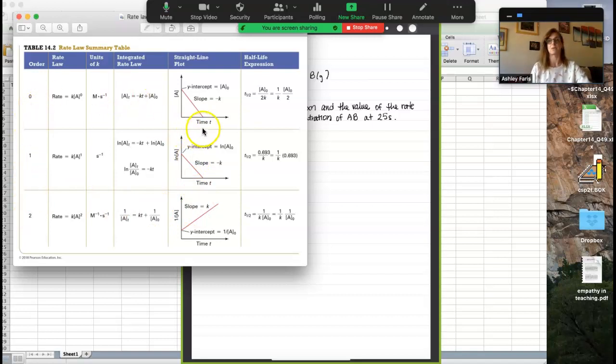The x-axis is always time here, but the y-axis is what changes, though it always involves the concentration of the reactant, which we do have. It's easy to manipulate it by doing natural log or 1 over the concentration. So that's what we're going to do.